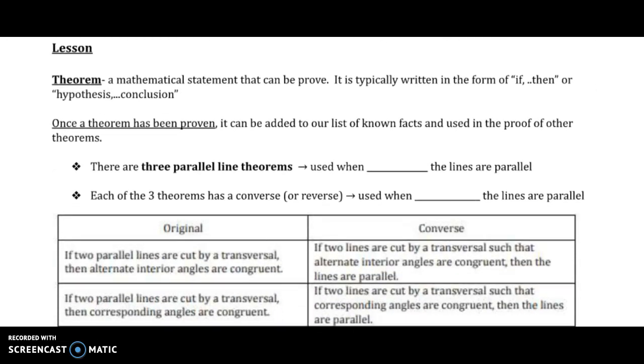So a theorem is a mathematical statement that can be proven. It is typically written in the form if, then, or hypothesis, conclusion. Once a theorem has been proven, it can be added to our list of known facts and used in the proof of other theorems.